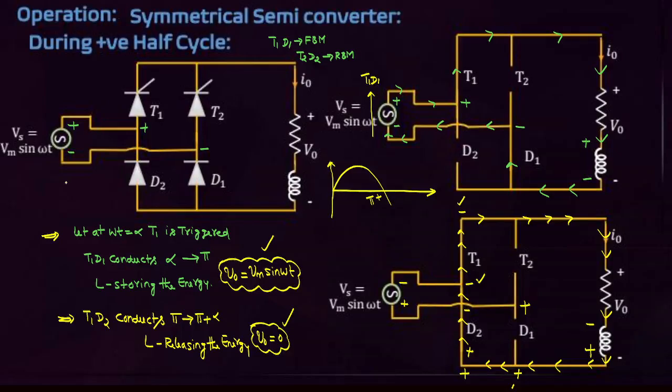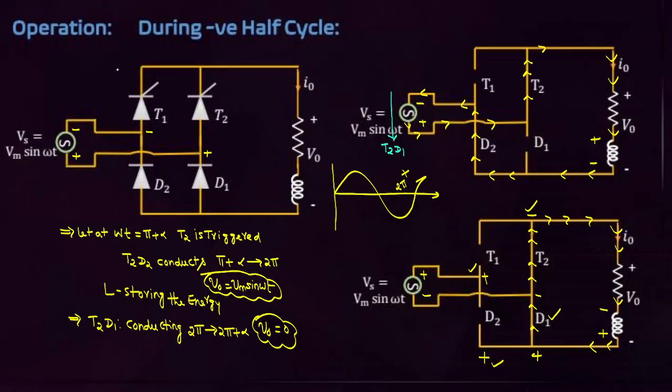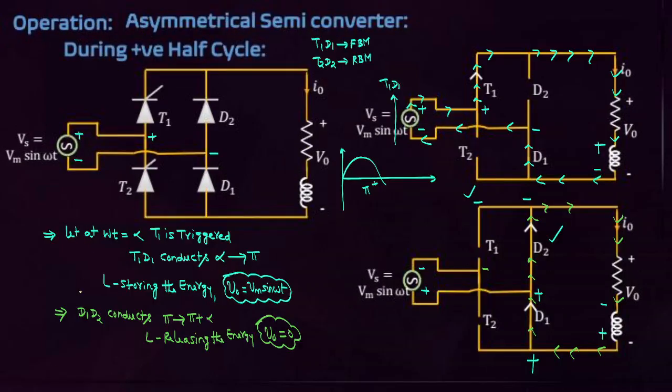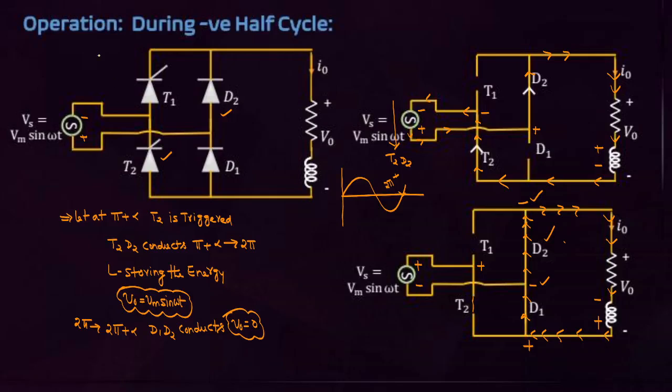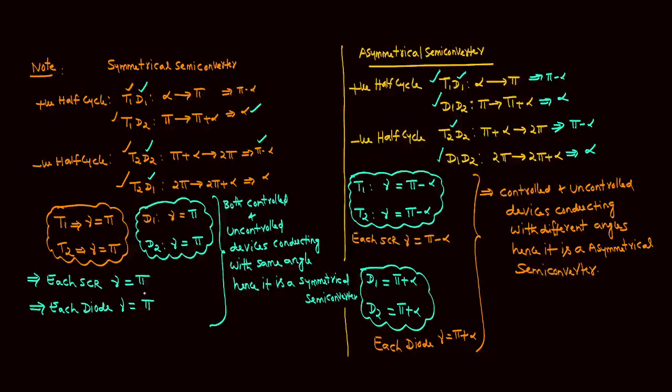This is the operation for symmetrical semi converter that you have to concentrate on. This is during the positive half cycle. This is during the negative half cycle. No need to concentrate on the operation. This is the asymmetrical semi converter operation during the positive half cycle. How much angle the thyristor and diodes are conducting. During the negative half cycle, this is the asymmetrical semi converter operation, students. Finally, you have to concentrate on the analysis.